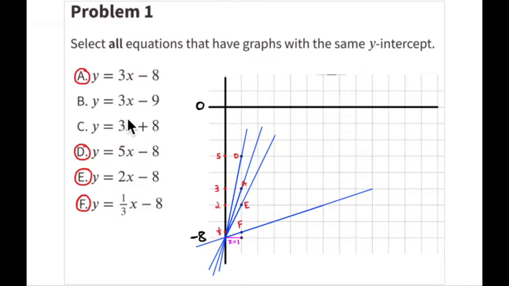And C would be parallel to A as well, but it would cross the y-axis 16 units above where it crosses here. So you have to go to 0, that's 8 units, and then another 8 units to +8, and that's where C would cross the y-axis, but it would be parallel to A because it has the same slope as A.